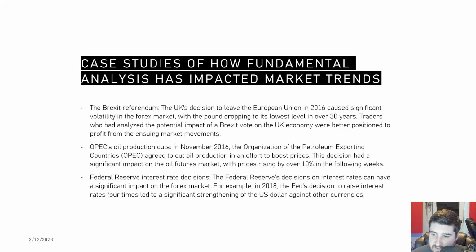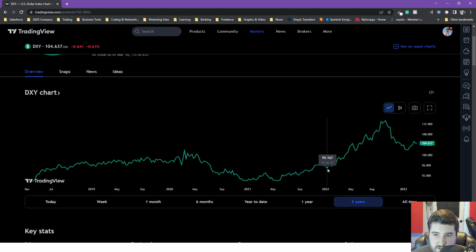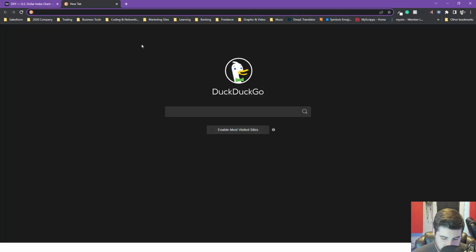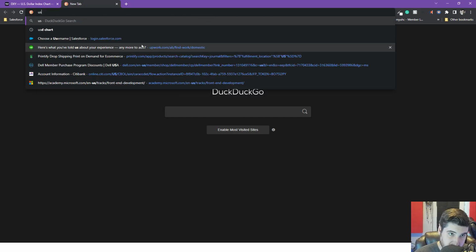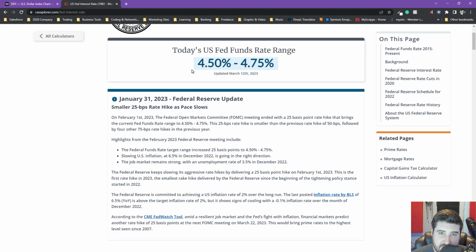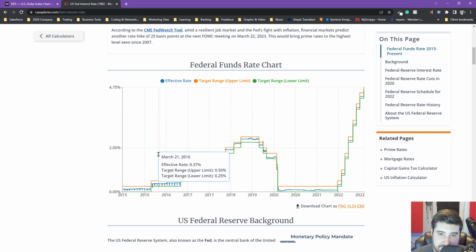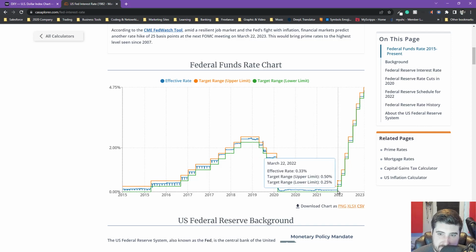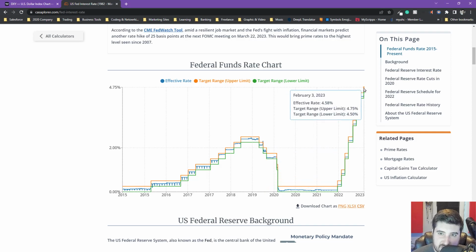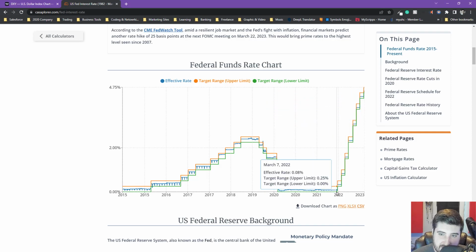Now, if we look right here, 2022 on, now if we go to the USD or the Fed, so you can see we're currently at 4.5 to 4.75. Look, 2022, we went from almost 0 all the way up to this 4.5%. This was March 7th, March 16th.